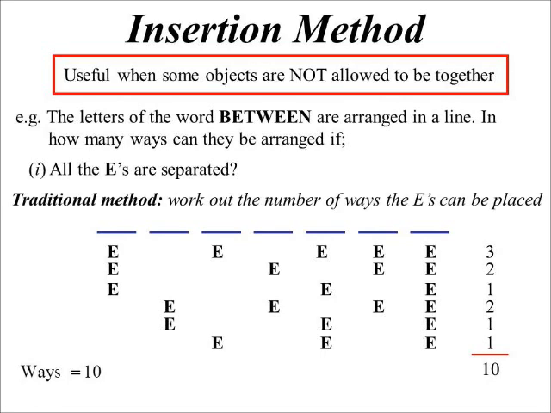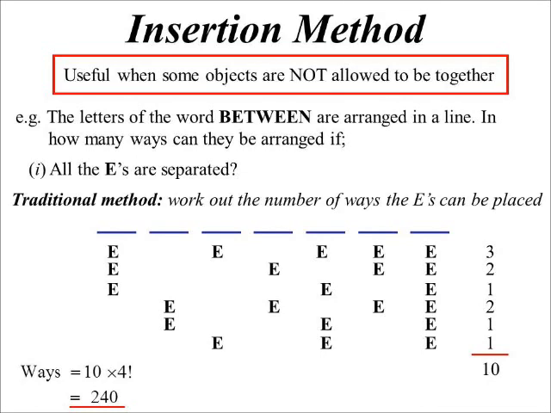The rest of the question then becomes easy, because I just need to know how do I place the other letters, and I'll multiply it by 10. So 4 factorial for the other letters, that gives 240. But that idea does require us to be very careful and make sure we get every possibility of how we can place the E's.